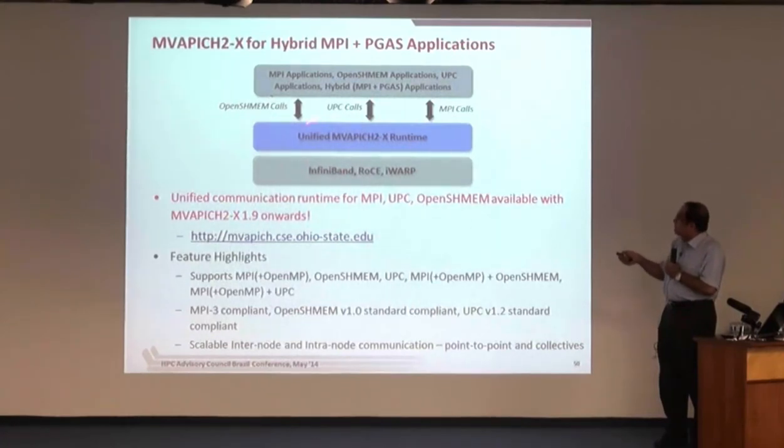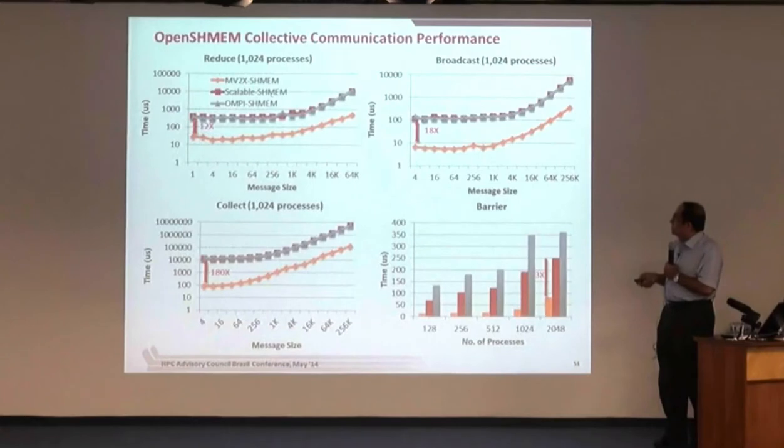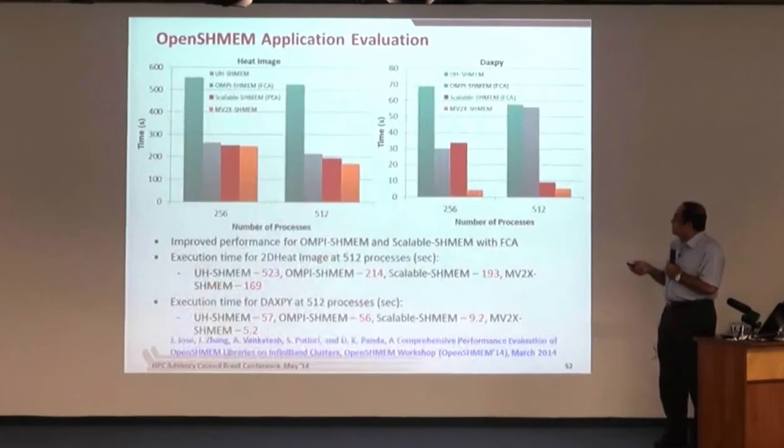And we have a unified runtime which tries to give the best to all these programming models, okay? So that you can really see the benefits from different places. Here are some sample numbers, let's say OpenSHMEM collectives. Here you will see we are comparing our version with scalable SHMEM. There is also OpenMPI, which has an OpenSHMEM version, so we are comparing. These are all the latest releases. You will see we are able to significantly enhance the collective performance.